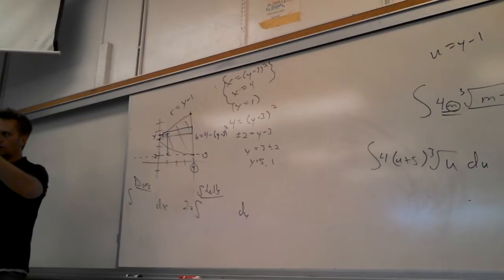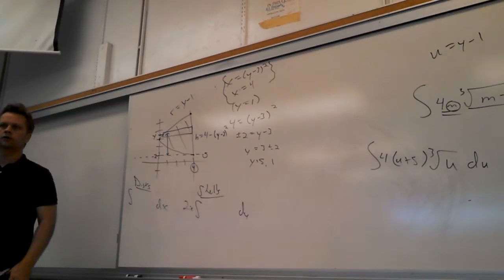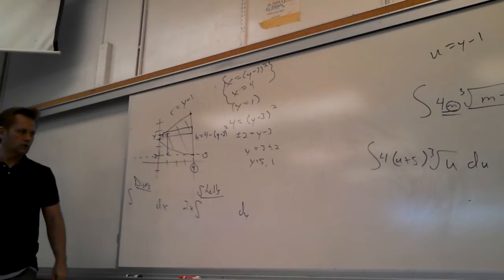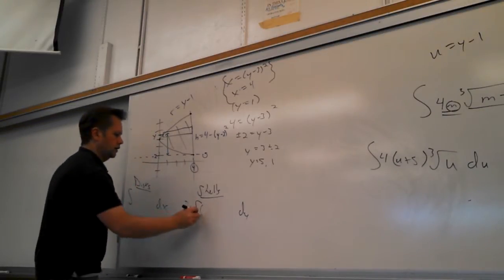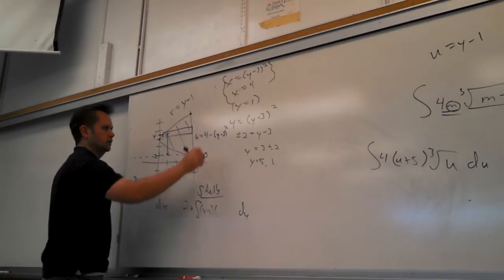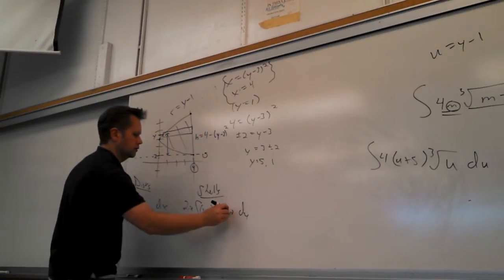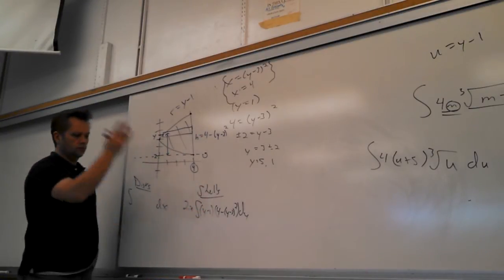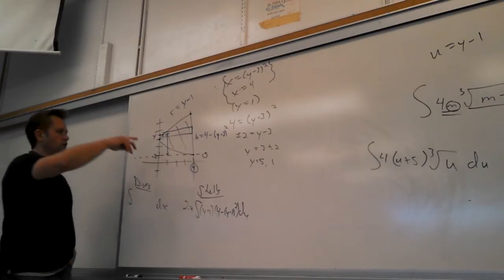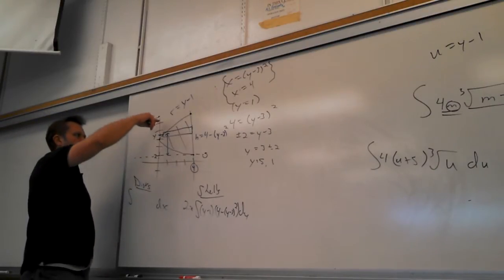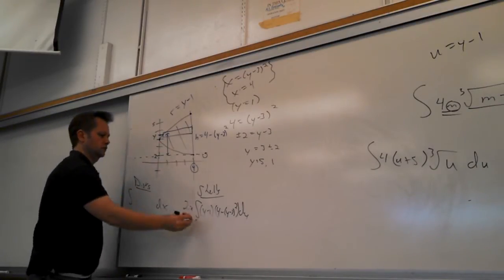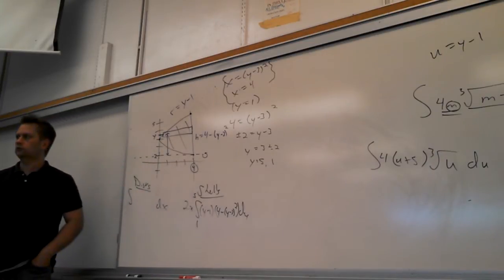So yes, drawing in a representative rectangle helps you in so many different ways. My radius is y minus 1. My height is 4 minus (y minus 3) squared. And what's y go from? 1 to 5. I like it. So shells looks pretty straightforward.